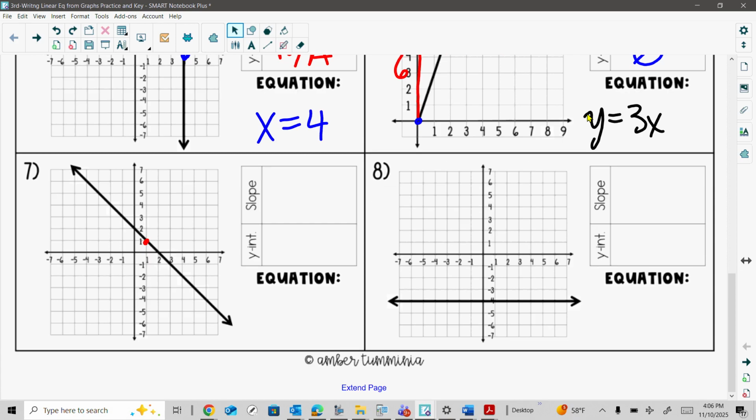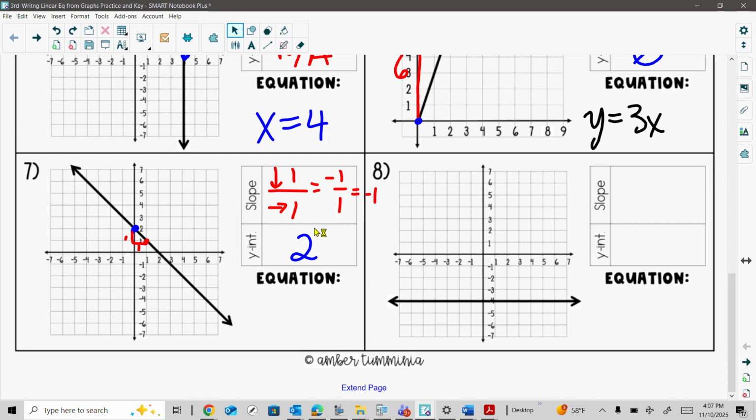So, a recap here. On number 7, the y-intercept is 2. That's the point where it touches the y-axis right there. Then we need the 2 points here to find the slope. Starting from the y-intercept, you would have to count down 1 and to the right 1. So that makes this a -1/1, which means our slope is a -1.